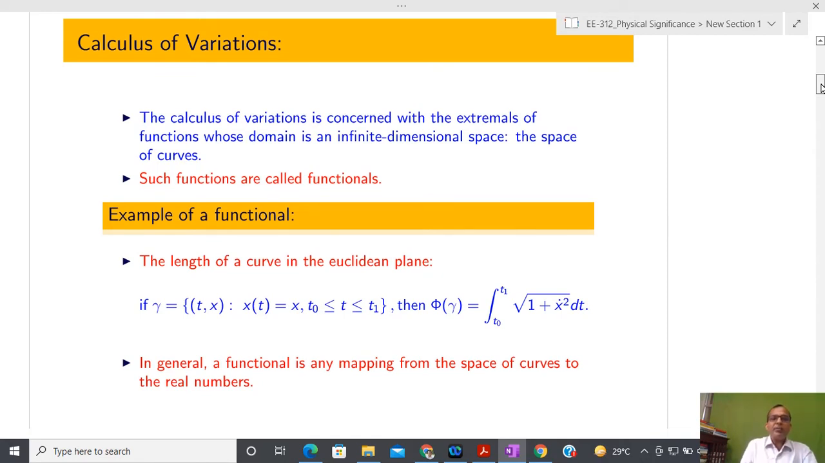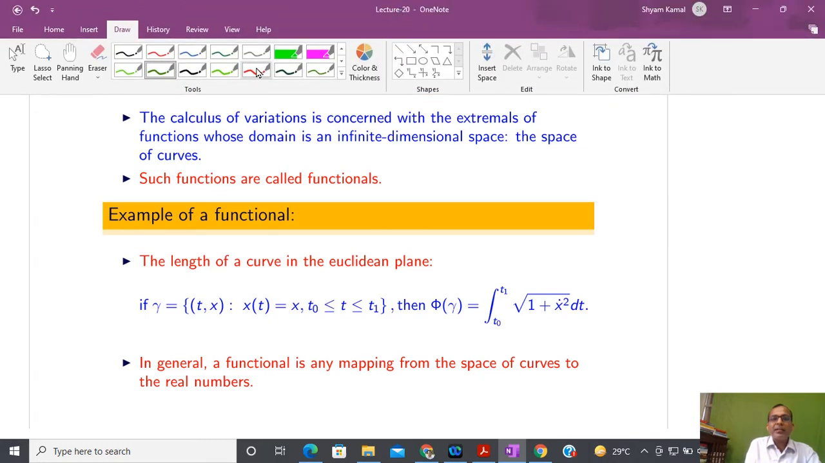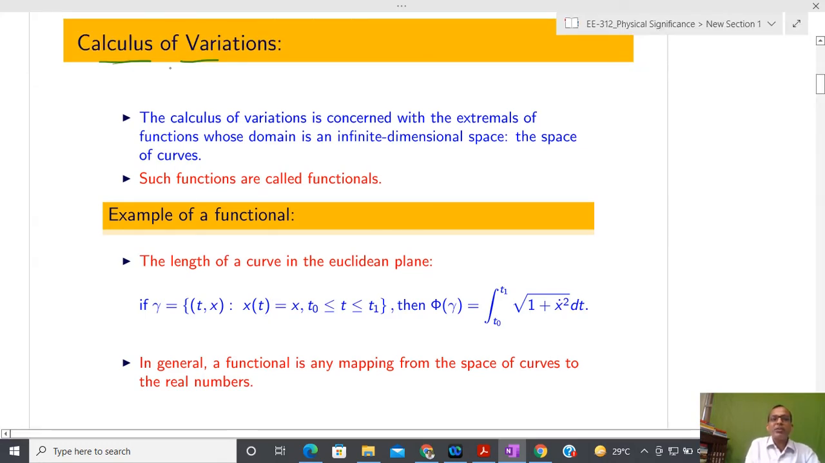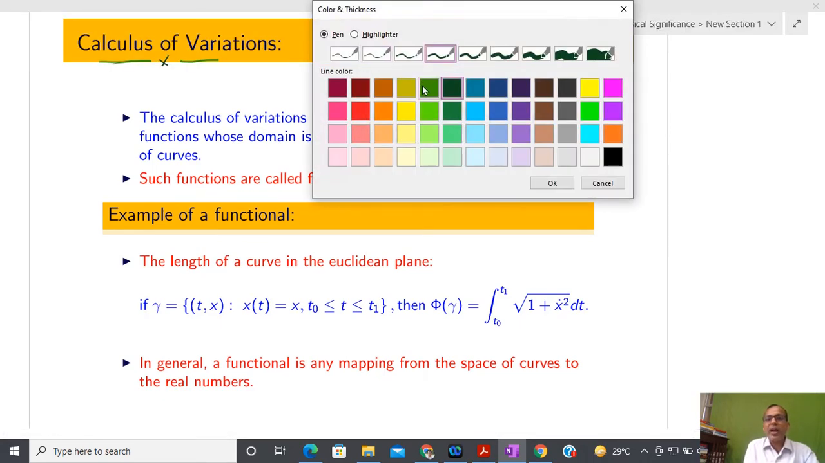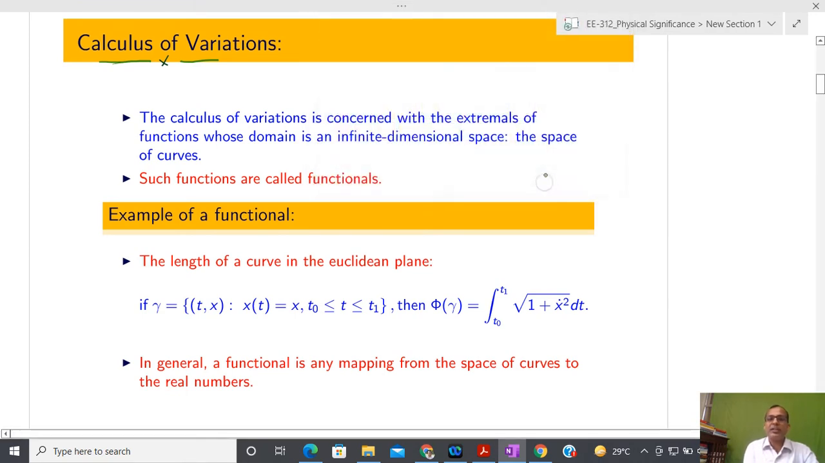Okay, so if you see the calculus of variation, it was introduced by another group of people who were working towards calculus. If you see the history, who developed calculus is still not clear. Some people say that Newton developed calculus, another group argues that actually Lagrange developed the calculus.